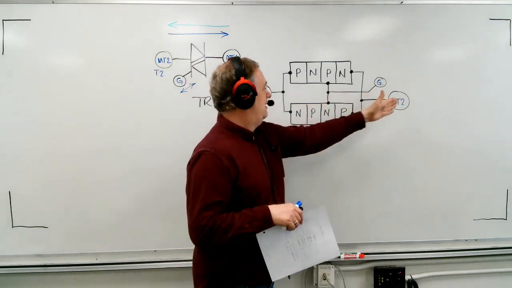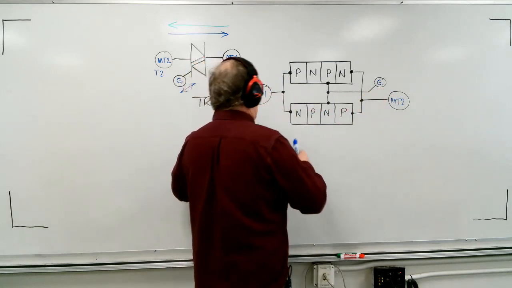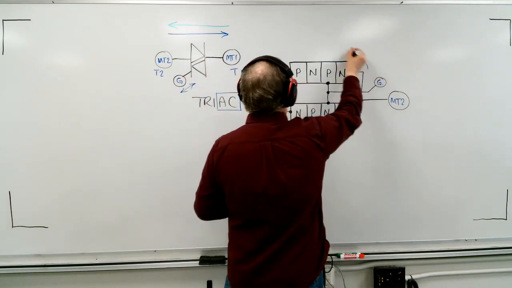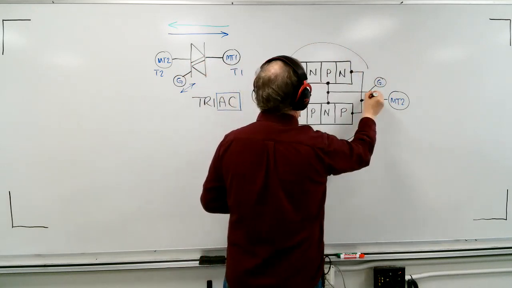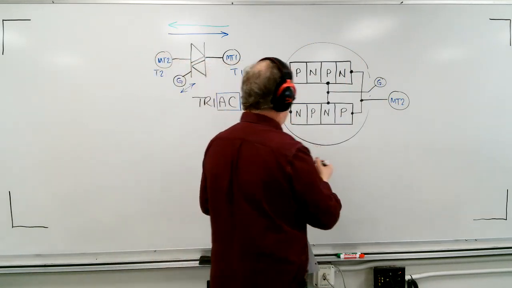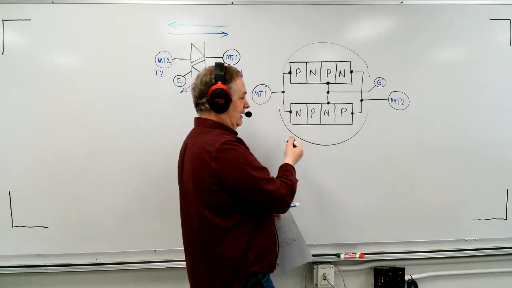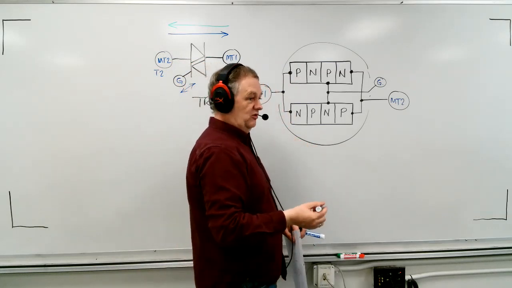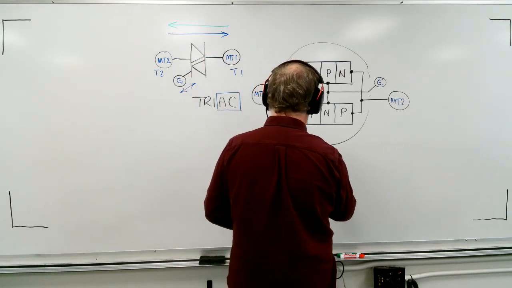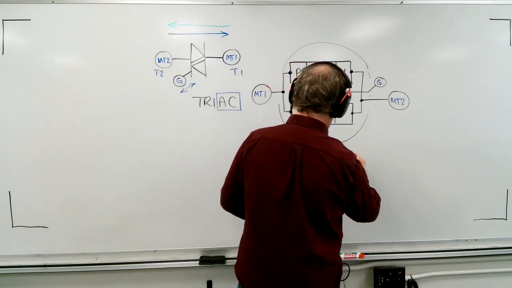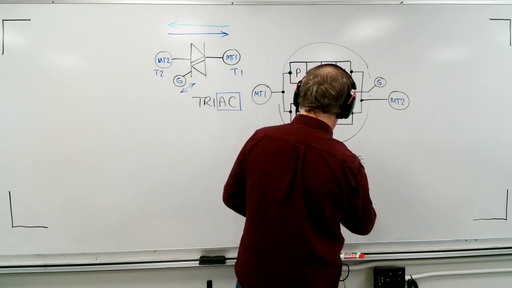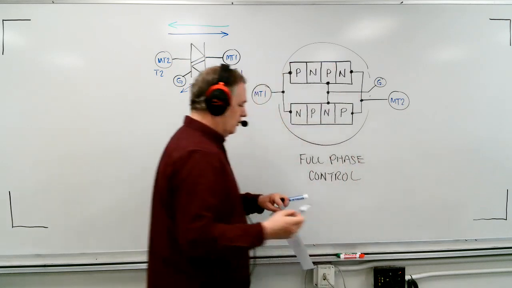We got current going this way and then this way. And so the nice thing about this is that this is literally one component with three leads, and we can achieve, as long as we have the proper trigger circuit, an RC, resistance capacitance trigger circuit, full phase control. Now there are many applications for this in what we would call lower power circuits.